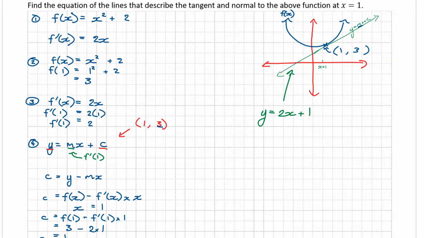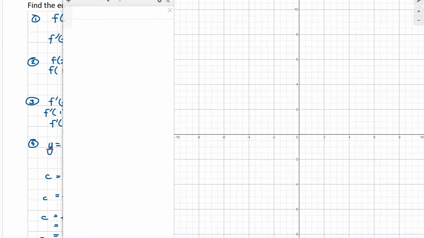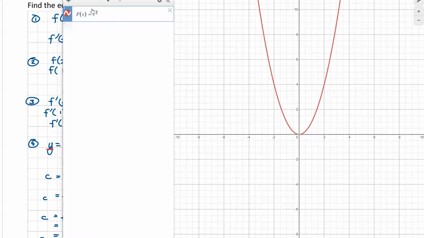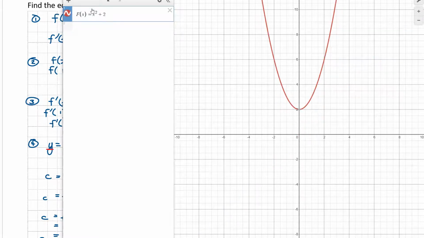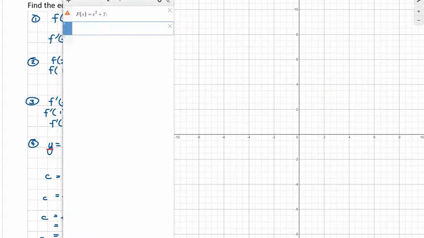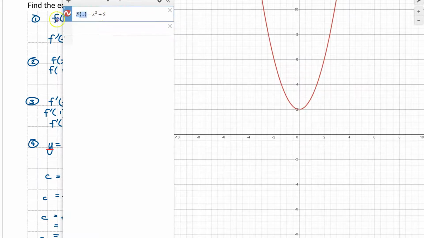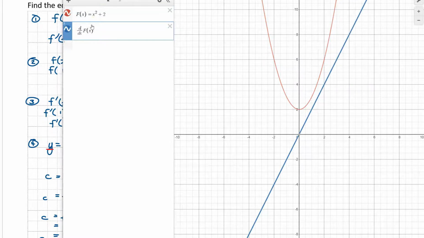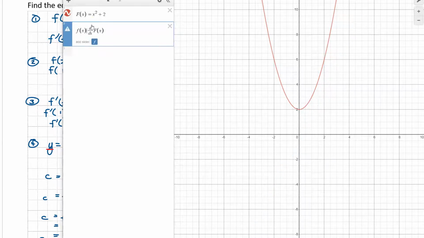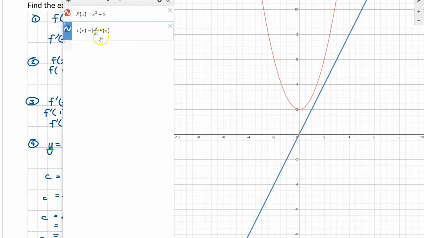Awesome. Now going over to Desmos to verify what we've just done. Our function itself was defined as f of x equals x squared plus 2. So this is our function. Our derivative function is equal to d over dx. Desmos will do the derivatives for us, which is really nice, like so.